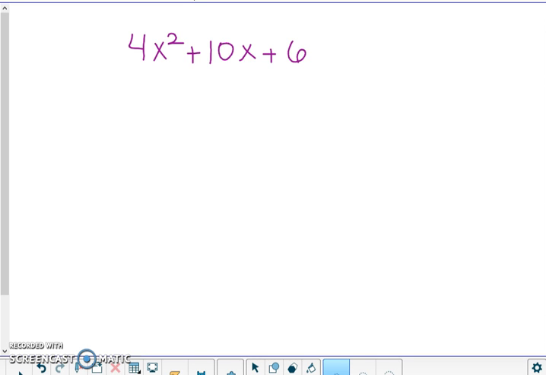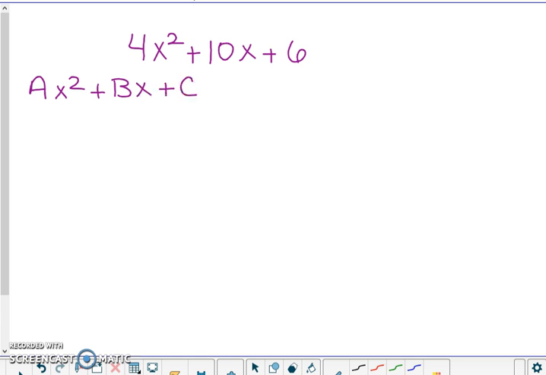And that is a perfectly good method for factoring. But not everybody likes it and it can take up a lot of space. So today I'm going to show you two other methods for factoring a trinomial that is in the form of ax squared plus bx plus c.